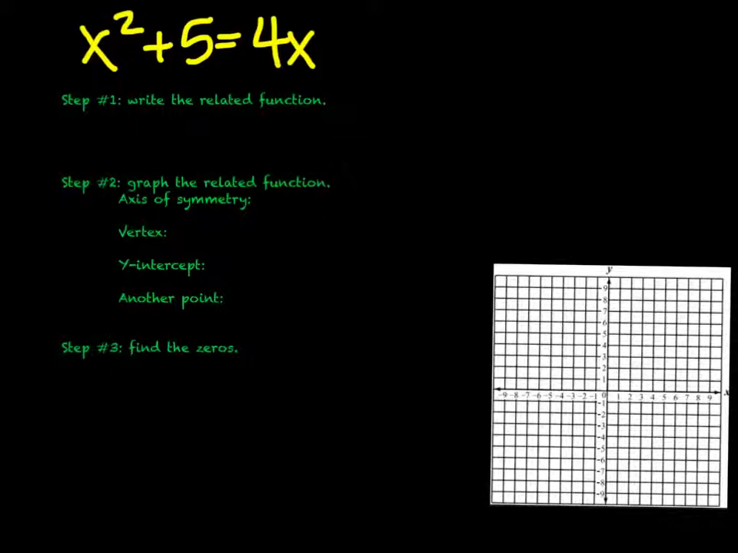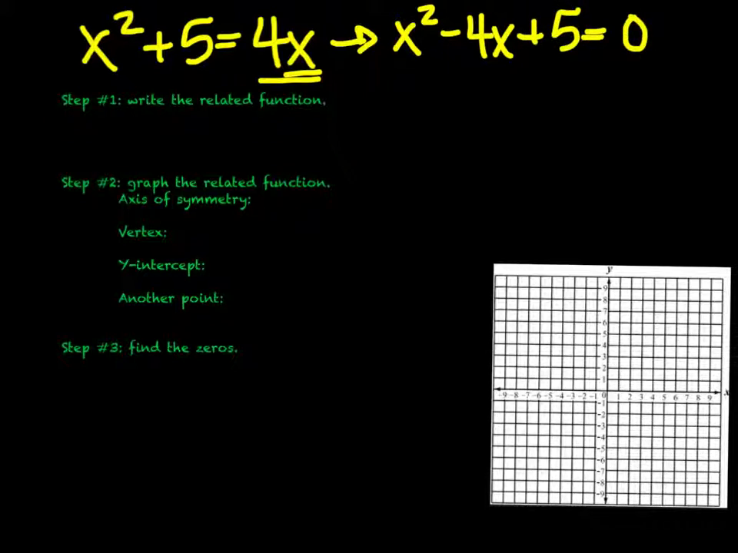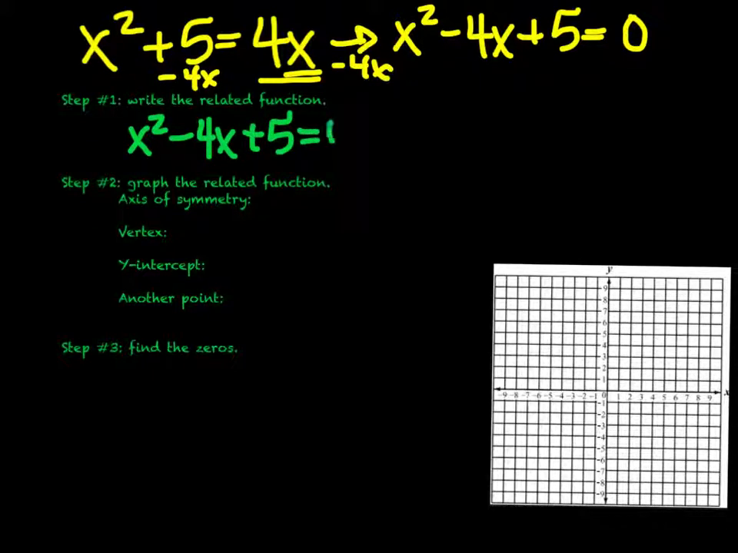Now, I don't want you to get sidetracked with the fact that this current equation doesn't quite look the same. The very first thing we need to do is write it in standard form so that we can turn it into the related function. So we are going to have to subtract this 4x from that side, so we get x squared minus 4x plus 5 is equal to 0. I essentially subtracted 4x and put it over on the left-hand side. Then we can rewrite the related function as x squared minus 4x plus 5 is equal to y.